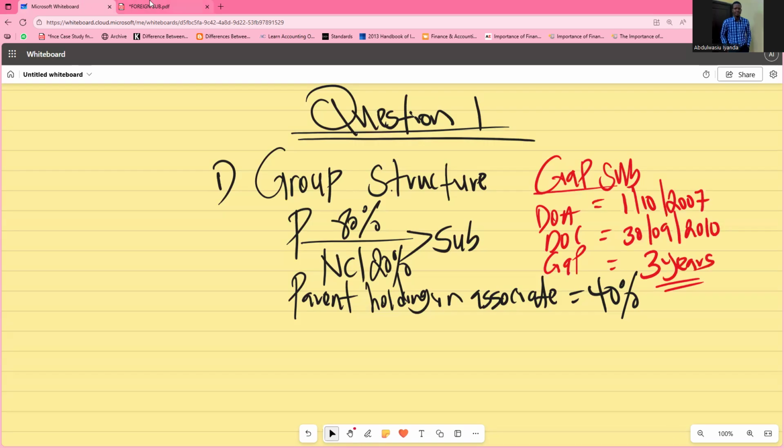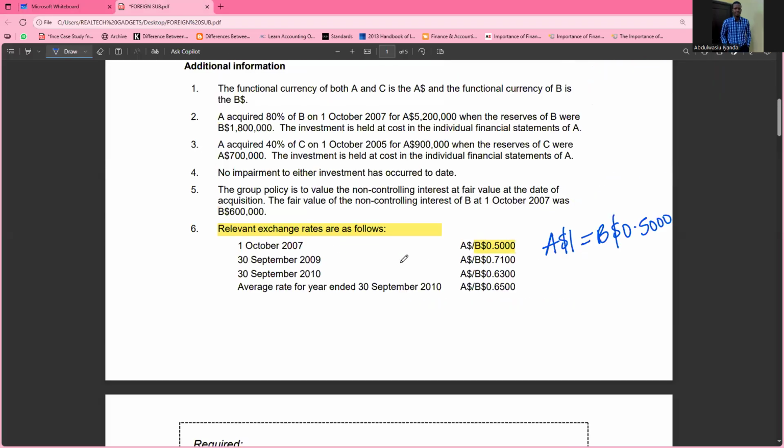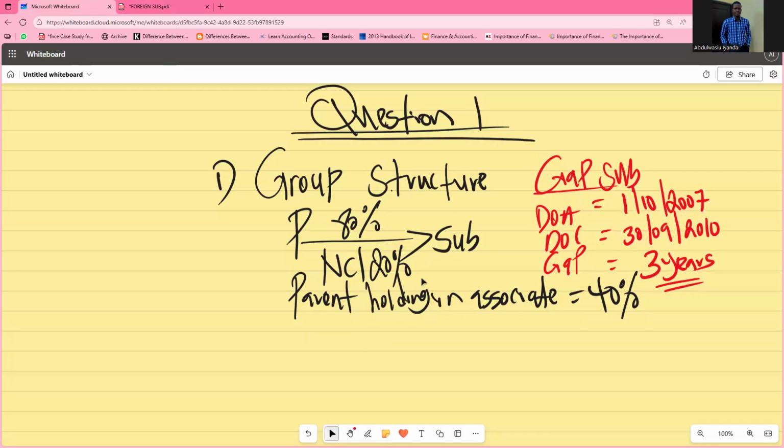Then you can also do the same thing for the associate as well. This one you acquire in 2005. So gap is just the difference between the date you acquire and the date you are preparing the financial statement. We are going to need that. Very, very important, especially when we are preparing our statement of financial position. So I can also do here and say gap in associates.